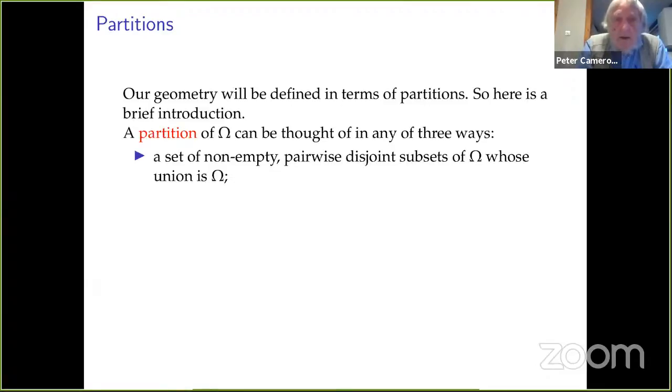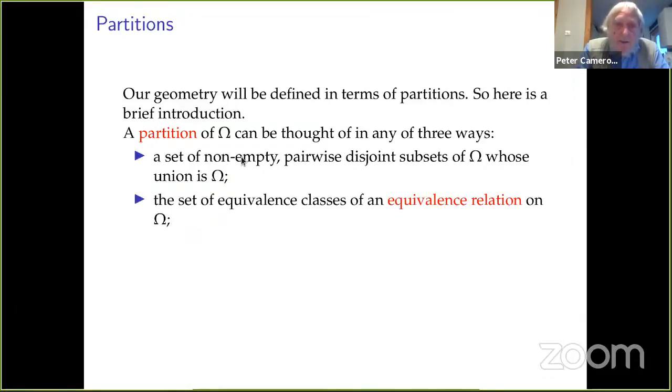So a partition, you probably know, is a set of non-empty pairwise disjoint subsets of omega whose union is the whole of omega. So you just take omega, you cut it up into parts, pairwise disjoint parts covering the whole set. So that's one way of thinking about it. And of course, as mathematicians know, a partition is the set of equivalence classes of an equivalence relation. And conversely, if you have an equivalence relation, its equivalence classes form a partition. So these amount to the same thing. We can think of the partition as a collection of sets, or as the equivalence classes of an equivalence relation.